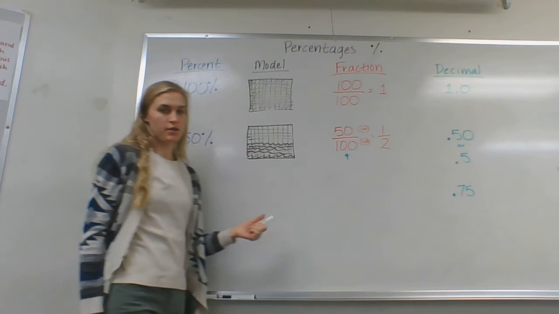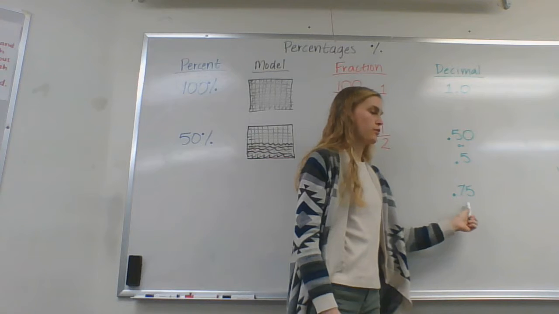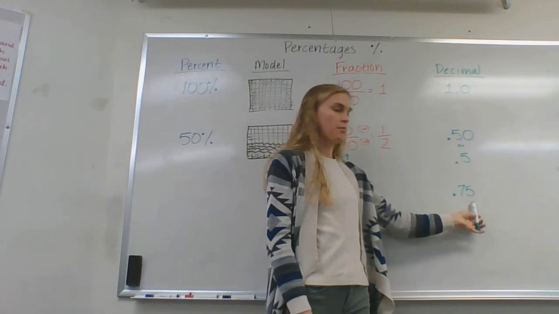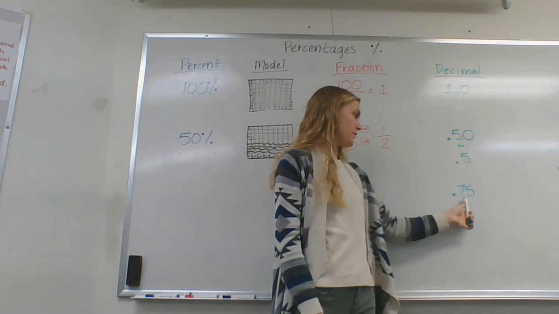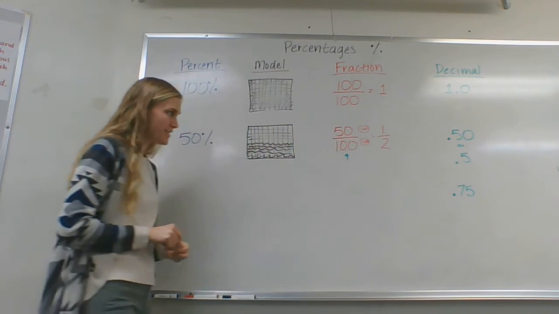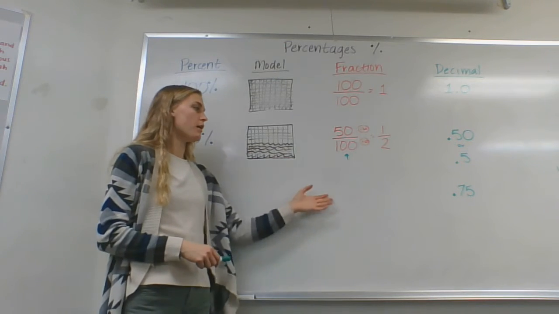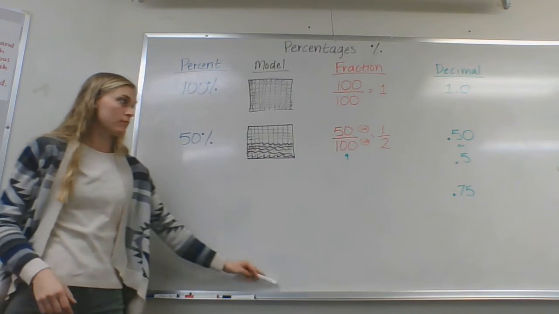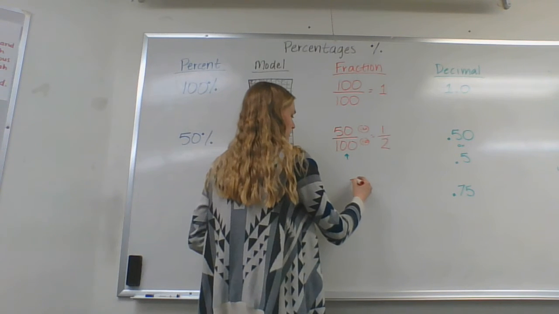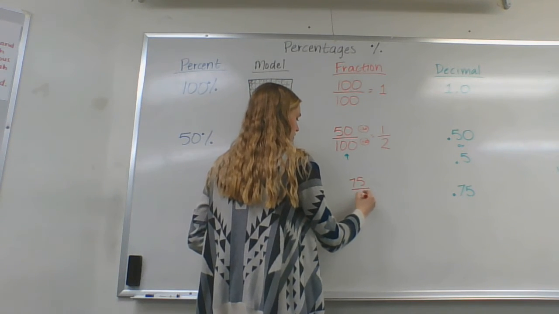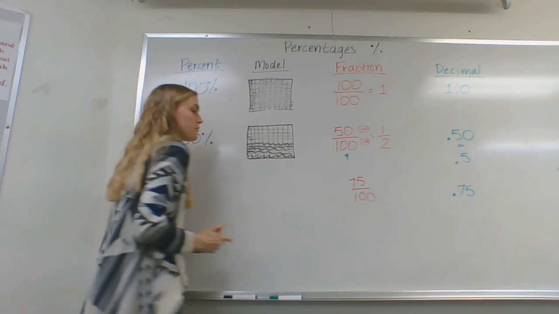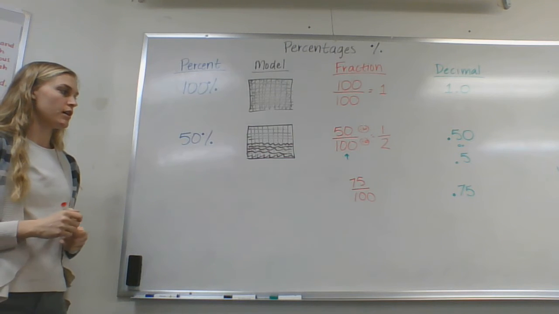Well, if we read this decimal correctly, we're going to read this number and then say what place this 5 is in. So that would be 75 hundredths. So 75 hundredths, the decimal would be what fraction? So it would be 75 hundredths. Just like going from here to here, going backwards from there to there.